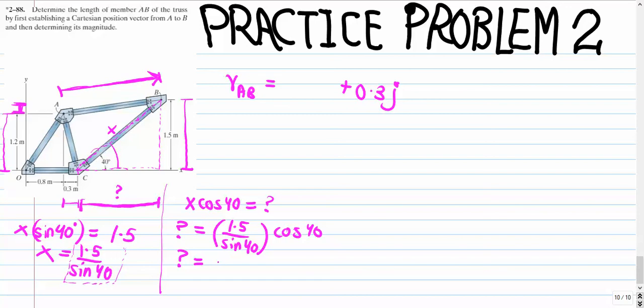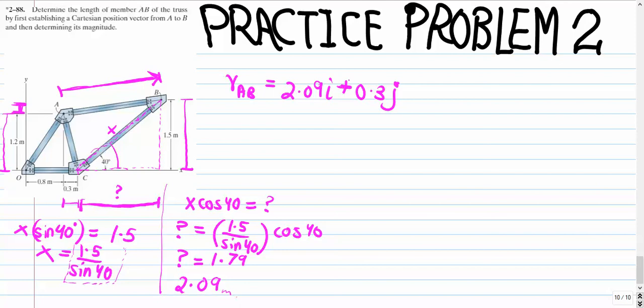Let me solve this on a calculator. So this unknown length would be equal to 1.79. Once we have this unknown length, we can find the total x component for the vector AB by adding 0.3 to 1.79. And once we do that, we get 2.09 meters. So now we know that our x component for this length vector is 2.09i.